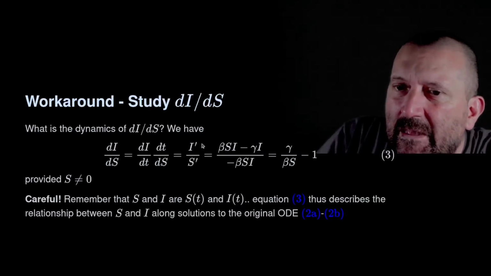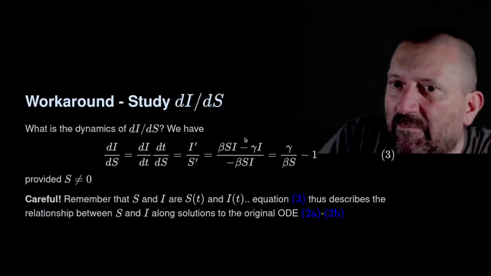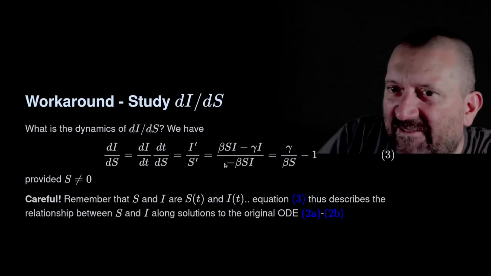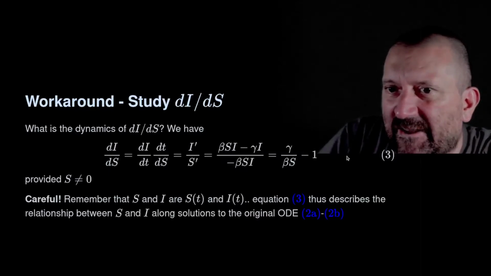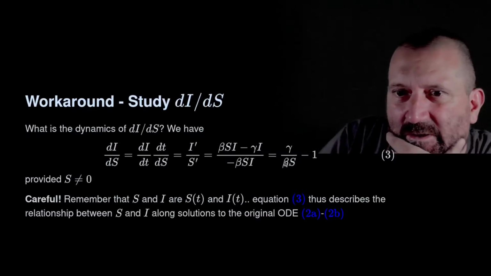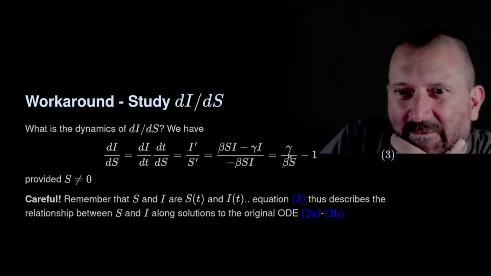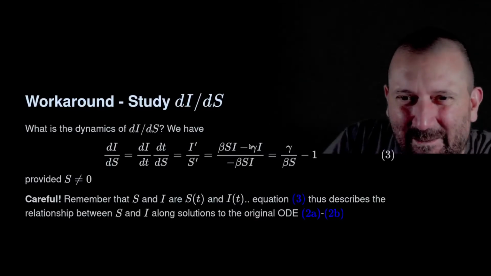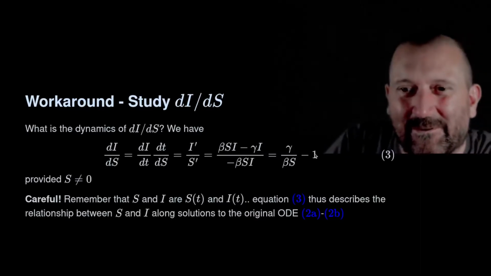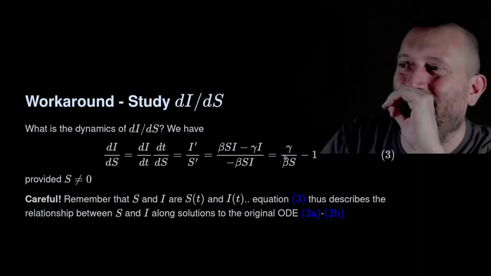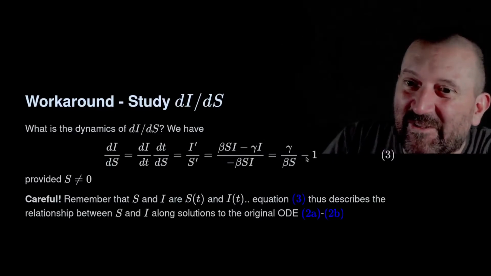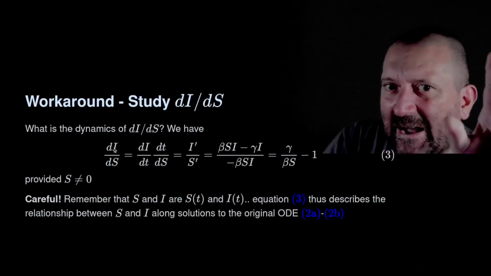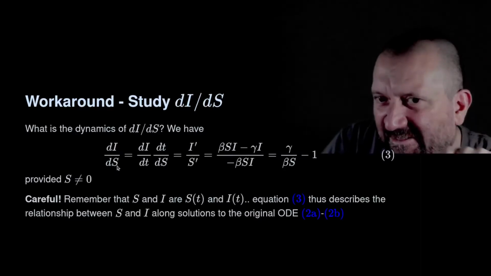So I take the equation for I prime, I take the equation for S prime, and I get an expression. Which of course is written in the wrong direction. No, it's in the good direction. I always make it plus minus 1. Okay, good. So I get this expression, and this is the derivative of I with respect to S.